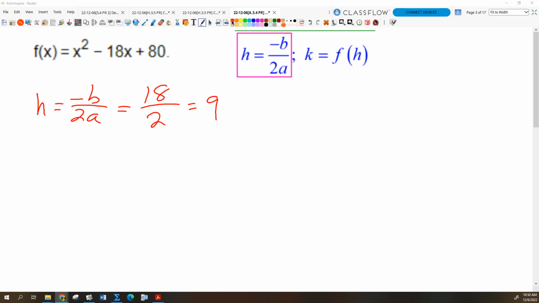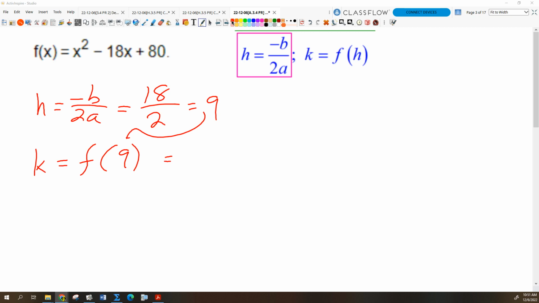Okay, so how am I going to calculate k then? Well, that tells you right there, I guess, right? F of 9. So I'm going to plug that in. What's that going to give me if I plug that in, term by term? What's the first term going to become if I plug 9 in for the function? Plug 9 in for x.